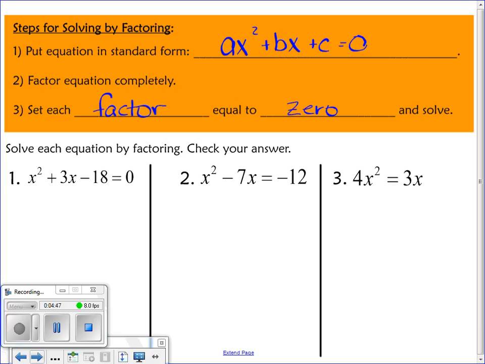All right, so here we go. Number 1, solve each equation by factoring, and then check your answer. You can do your check kind of mentally as well. You don't always have to show your work on that.